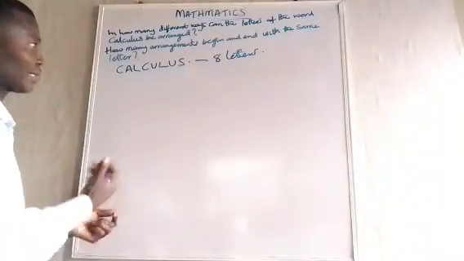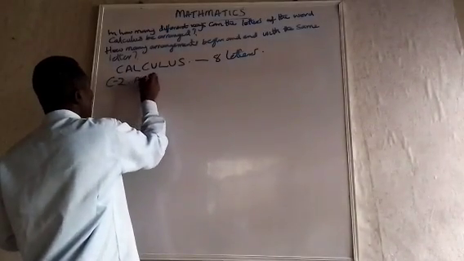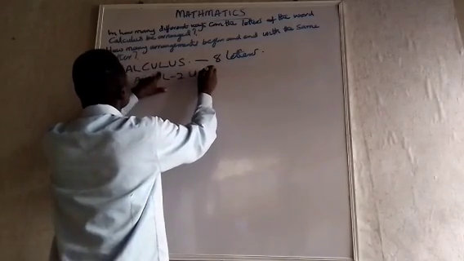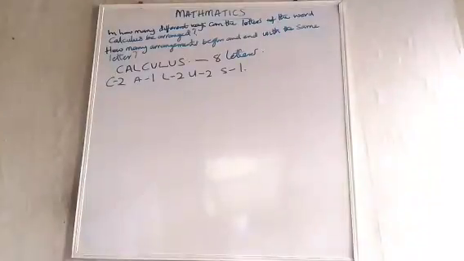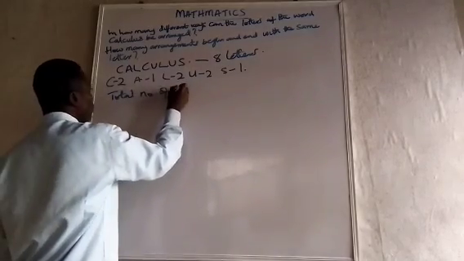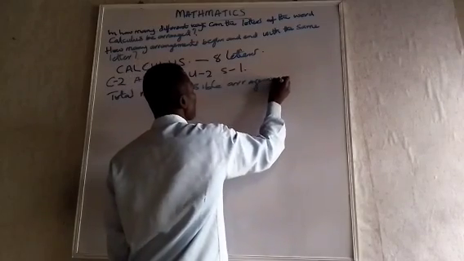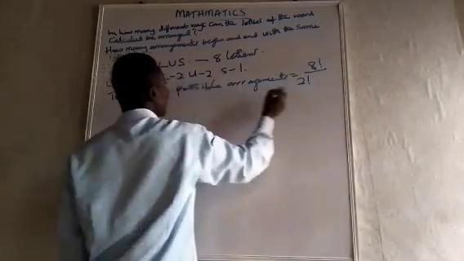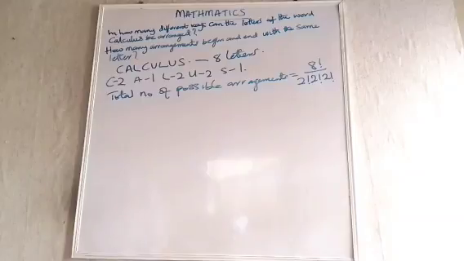Now, we have similar letters as well. Let's look at it. See, we have 2 C, we have 1 A, we have 2 L, we have 2 U, we have 1 S. So we can see that is 8. So which means that the total number of possible arrangements will be equal to 8 factorial divided by 2 factorial multiplied by 2 factorial multiplied by 2 factorial. We don't need to add 1 again. Just like that.